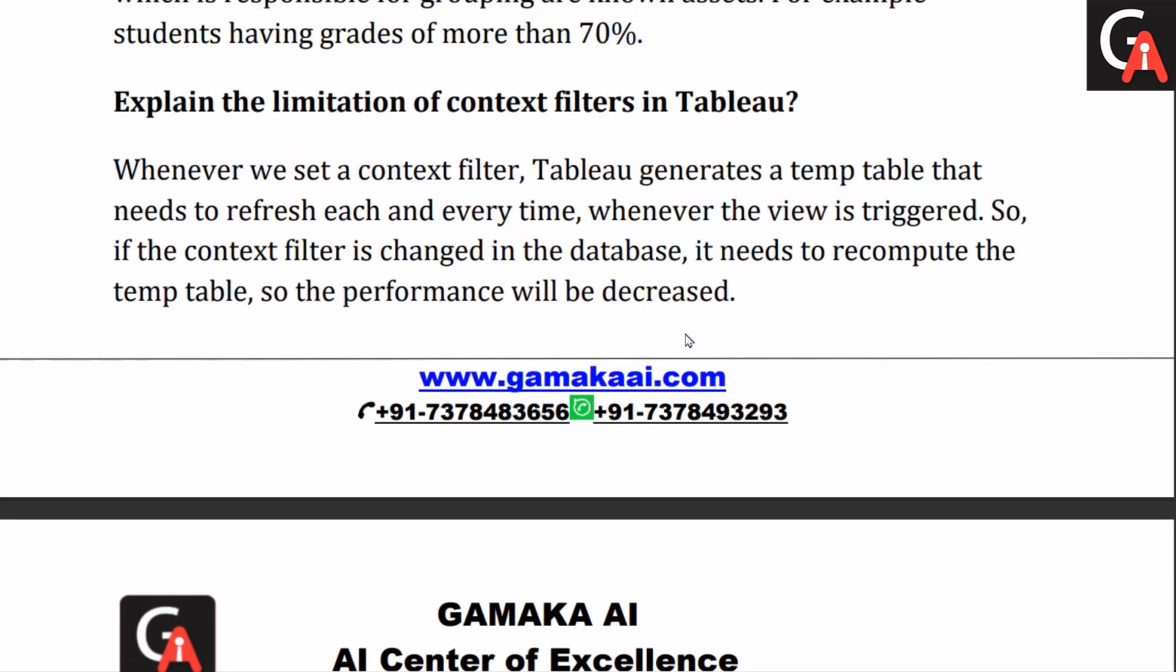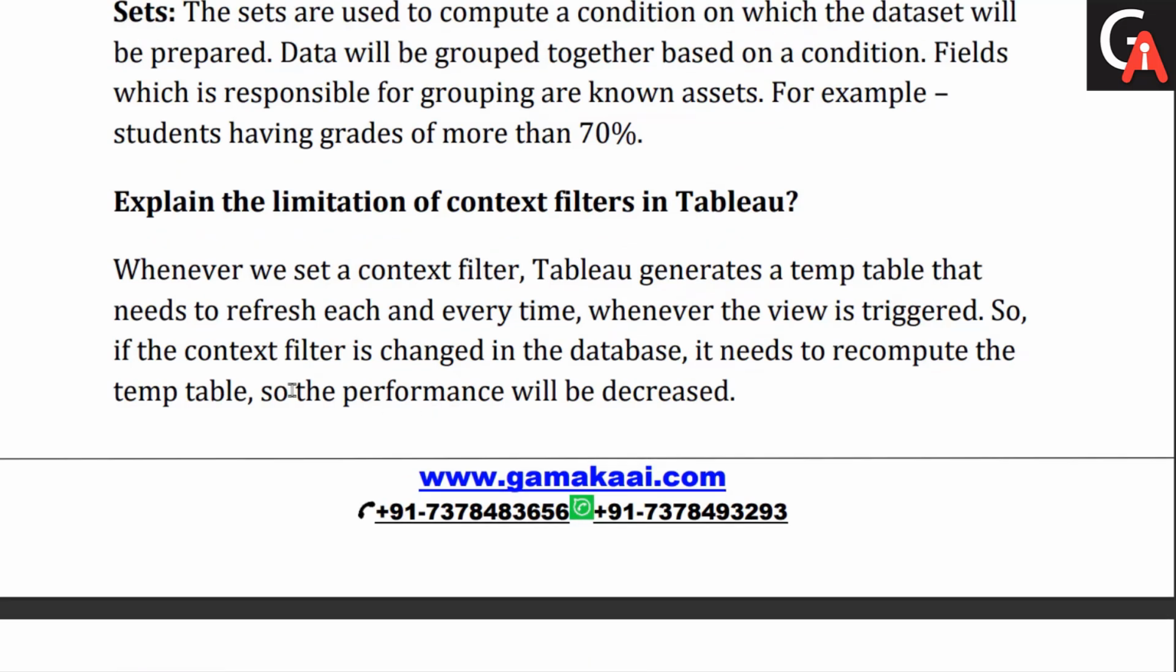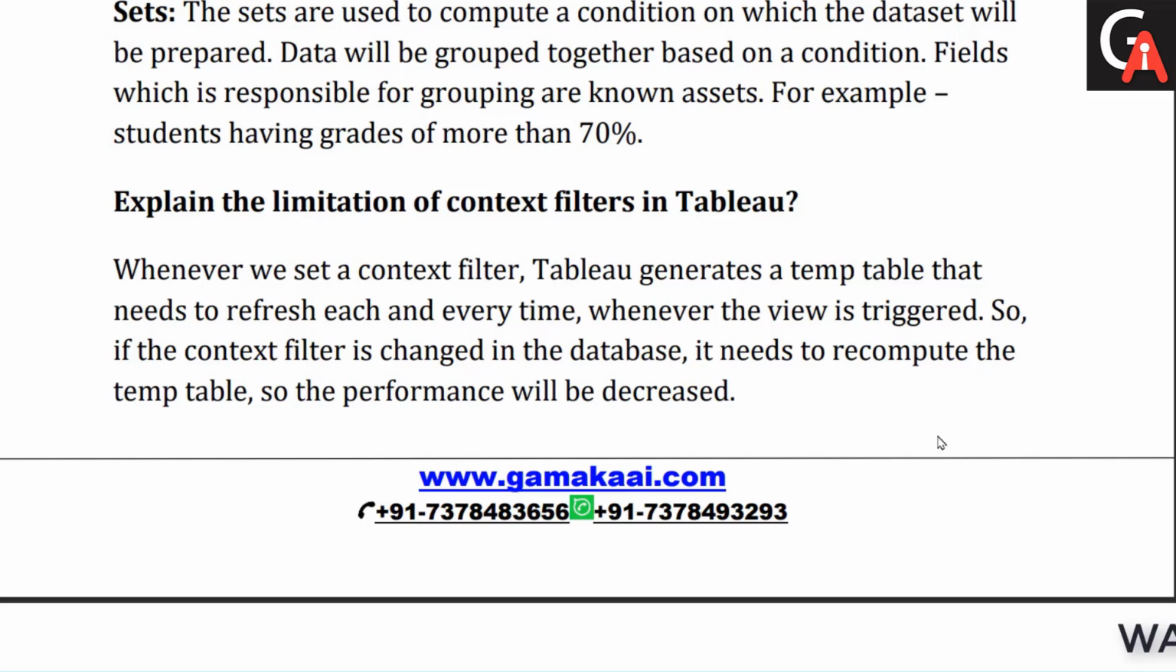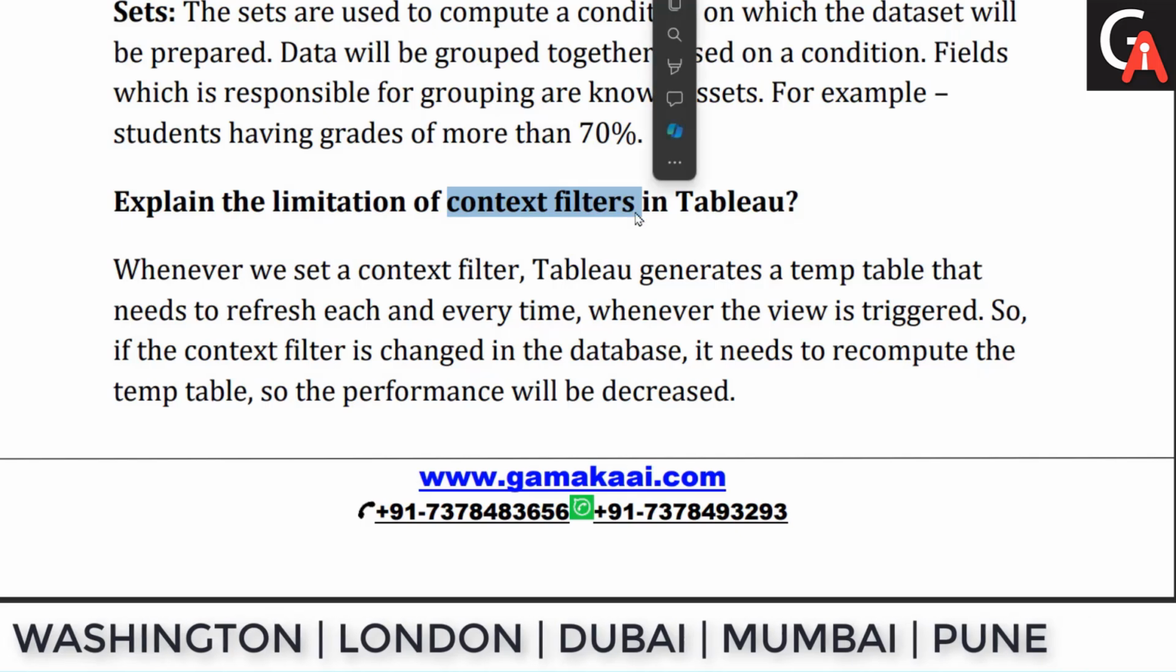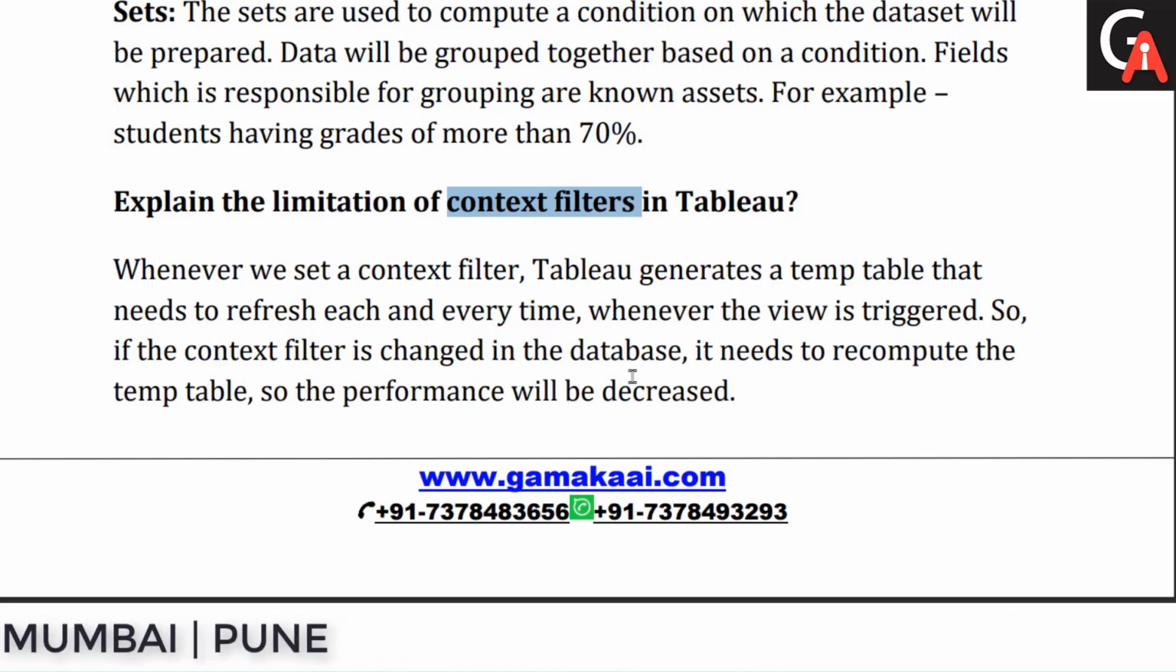Next question we have: explain the limitation of a context filter in Tableau. Whenever we set a context filter, Tableau generates a temporary table that needs to refresh each and every time the data is triggered. So if the context filter is changed in the database, it needs to reproduce the temporary tables, so the performance will be affected. So these are some of the limitations of the context filter with respect to Tableau.